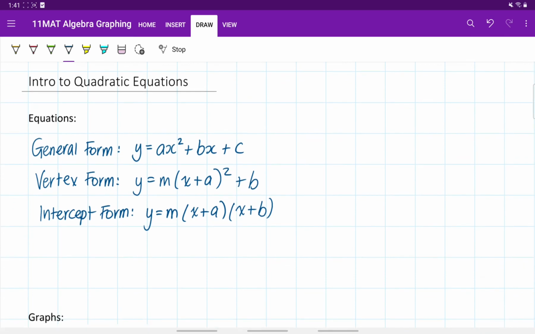Moving on now, in our next video we're going to have a look at writing the equation of graphs using the vertex form.